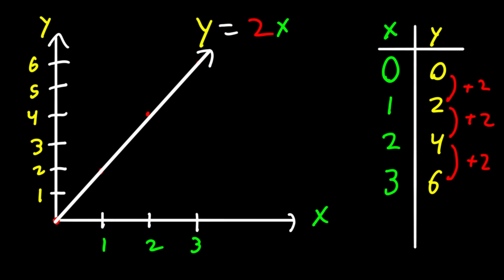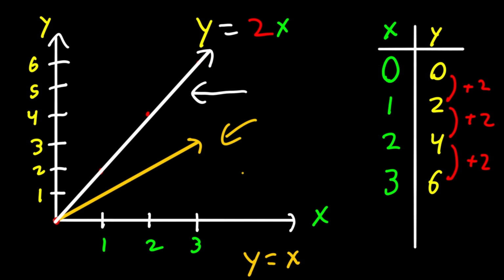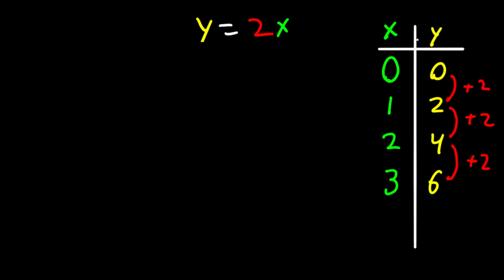Now let's compare this to the graph of y equals x. How are they different? Well, it seems like y equals 2x, the white line, is a lot steeper than y equals x, which is the golden line. So this means when the slope is larger, the line's going to be steeper. Now let's double check to see if the slope is actually 2, just in case we made a mistake.